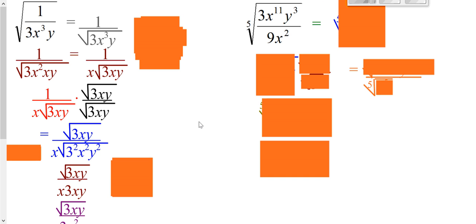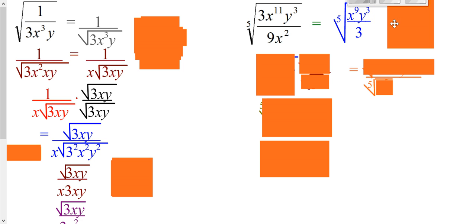Same type of thing over here. We're not dealing with a square root, it's a 5th root. So we could go ahead and simplify this. Notice 3 and 9 simplify down. Take a 3 out of the top and the bottom. Gives you a 3 in the bottom. Simplify your x's. Would you have to do it that way? No, but why not deal with something a little bit smaller if needed?